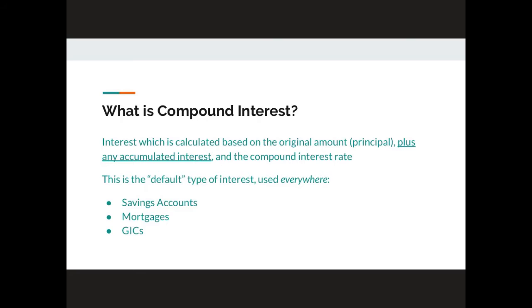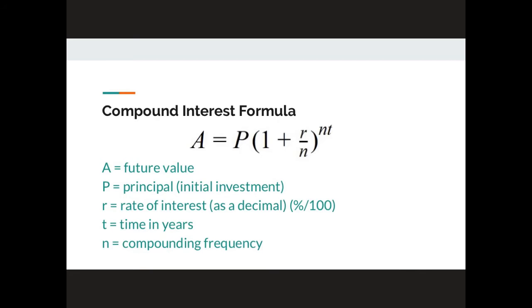Now, this is kind of the default type of interest you'll see in the real world. If you hear people talk about interest or you read things about interest that's being earned or interest that's being paid, it's almost certainly going to be compound interest. It's used in savings accounts, mortgages, GICs, and there are many, many examples of where this shows up in real life. So let's take a look at the compound interest formula.